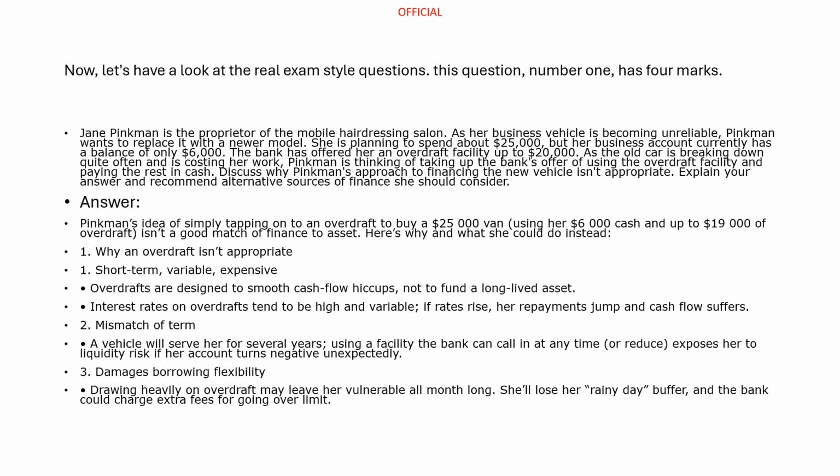Using an overdraft to buy a $25,000 van is inappropriate because overdrafts are short-term, expensive, and designed for temporary cash flow needs, not for long-term assets. The mismatch between the loan term and the vehicle's useful life creates financial risk. It also reduces Jane's cash buffer, increases interest costs, and limits her borrowing flexibility. A more suitable option would be a term loan or vehicle finance that aligns better with the asset's lifespan.